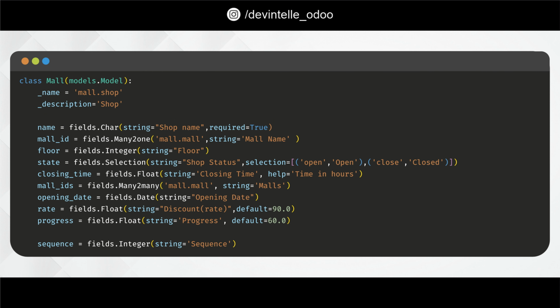So let's understand it in our code. The first step is you have to define the sequence field in your PY file. You can see this is the mol.soap object PY file. In this object I define the sequence field, which is an integer field, and I give the string name sequence.